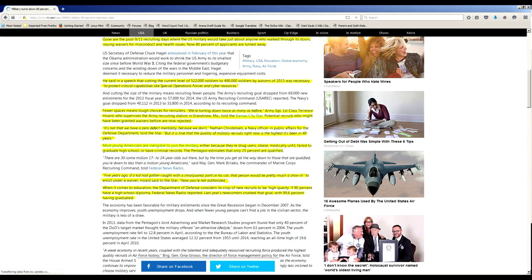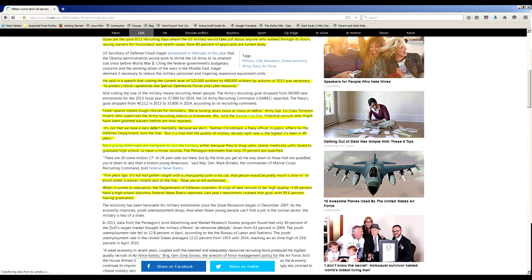Most young Americans are ineligible to join the military, either because they're drug users, obese, medically unfit, failed to graduate high school, or have criminal records. The Pentagon estimates that only 25% are qualified. Five years ago, if a kid had gotten caught with a joint in his car, that person would be pretty much a shoo-in to enlist under a waiver. Now you're not authorized. When it comes to education, the Department of Defense considers its crop of new recruits to be high quality if 90% have a high school diploma. Federal News Radio reported last year newcomers crushed that goal, with 99.6% having graduated.